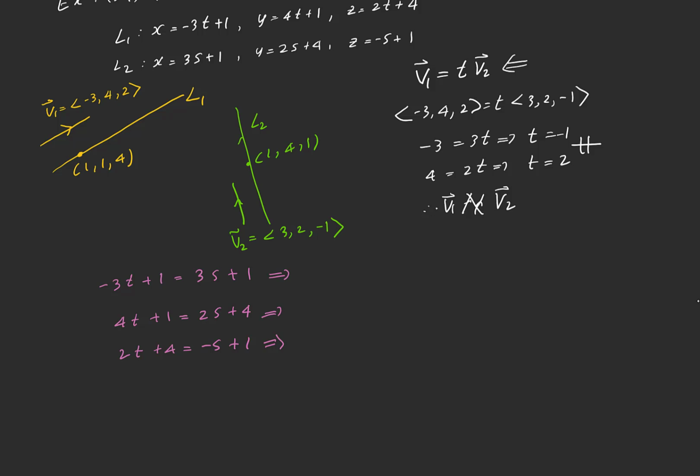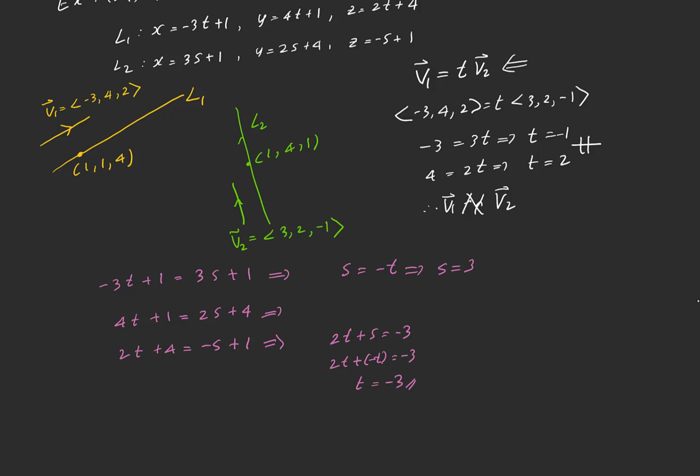Alright, so let me use the first and the last one, okay? From the first one, we can have s equal to -t. From the last one, we can have 2t plus s equals -3. Then we plug in s equal to -t. So 2t plus (-t) equals -3. Then t equals -3. Since t equals -3, from this we can say s equals 3.